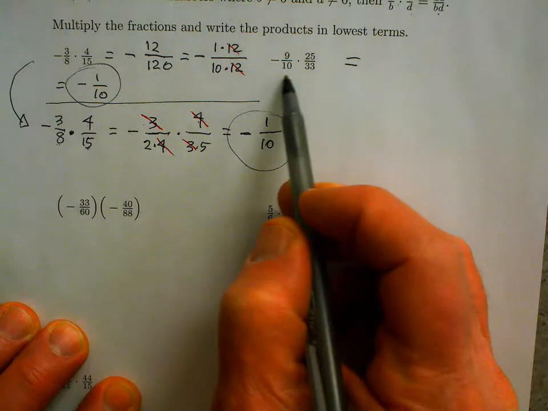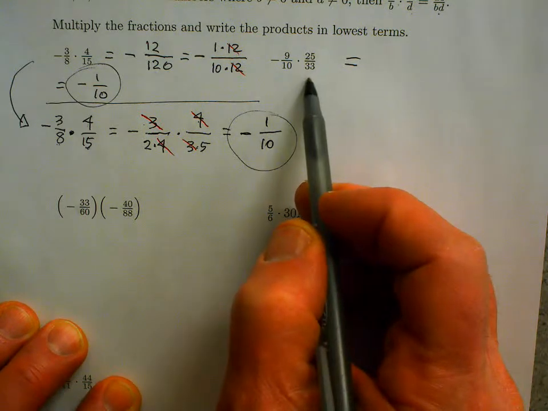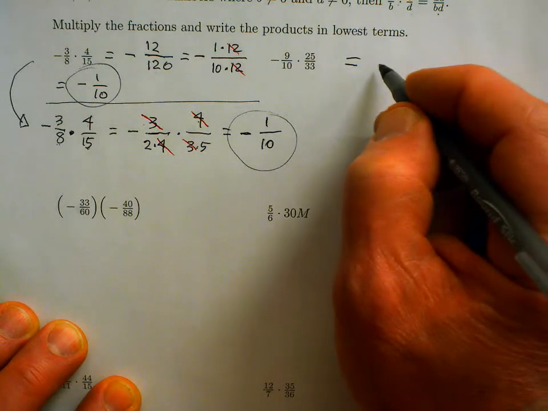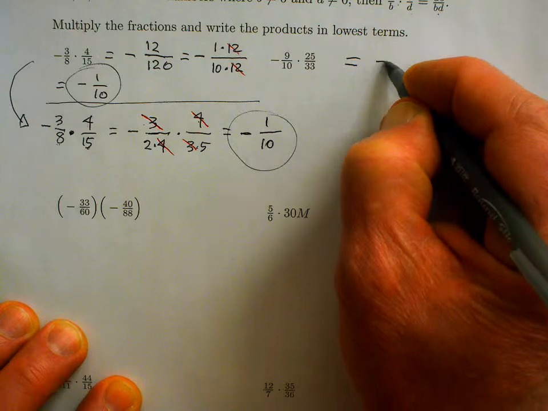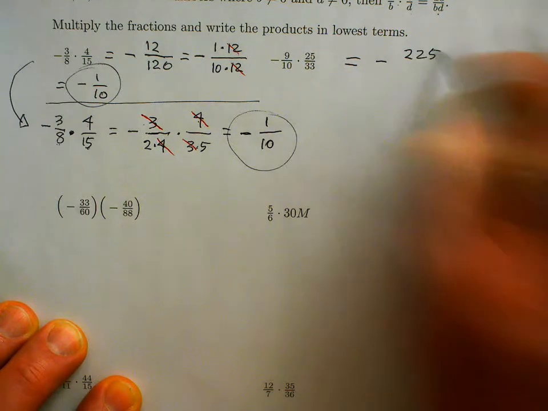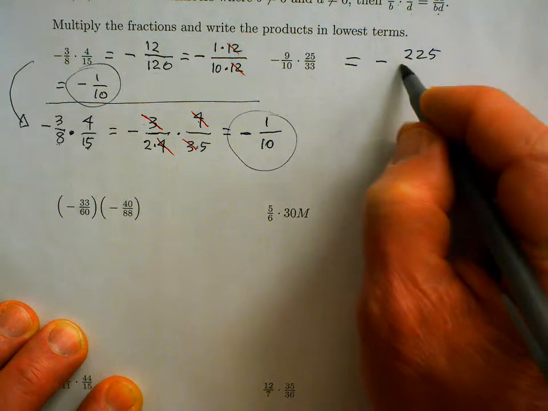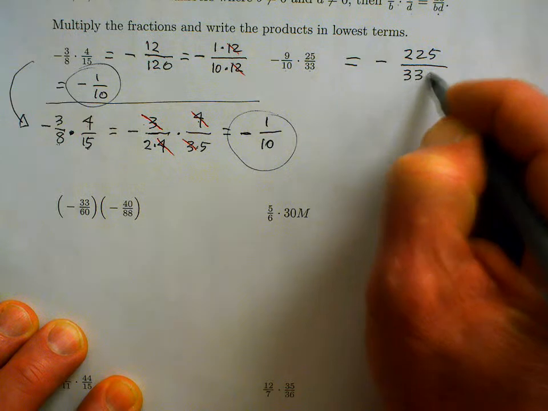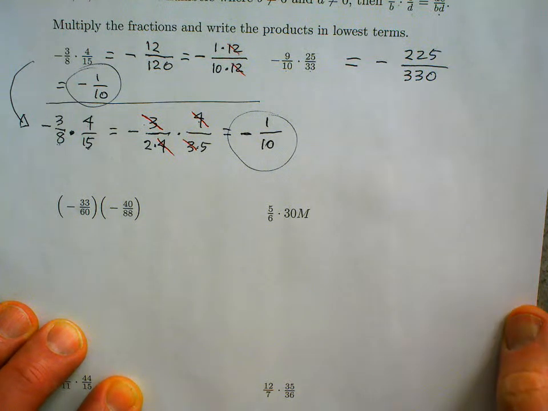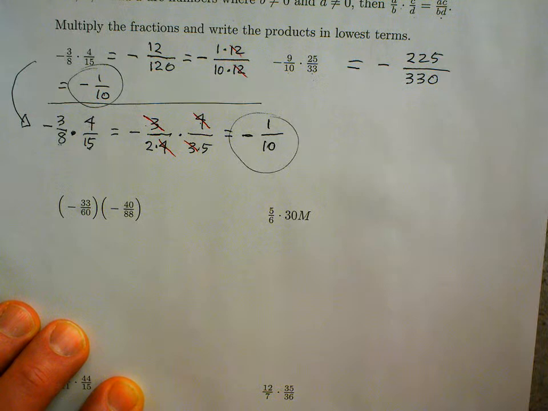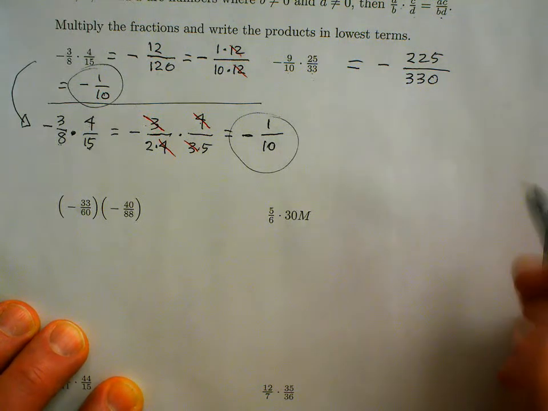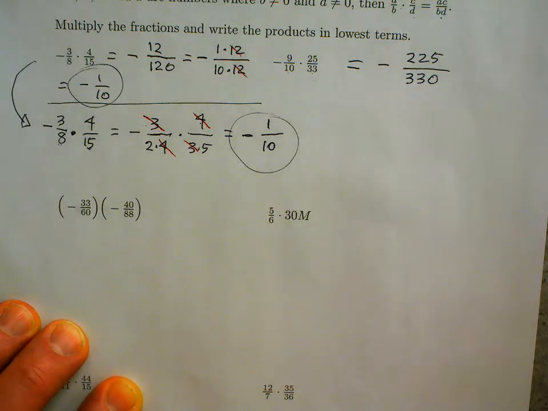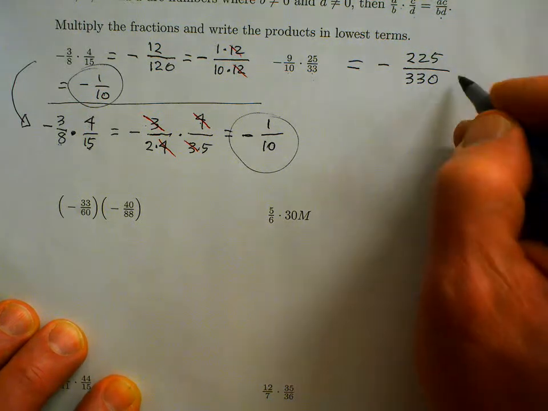Okay, if we simplify this product of fractions the hard way, well, negative 9/10 times 25/33 is negative 225, because 9 times 25 is 225. And in the denominator, 10 times 33 is 330. And then we have to write this fraction in lowest terms. But with bigger numbers, it's more challenging. But we can do it.